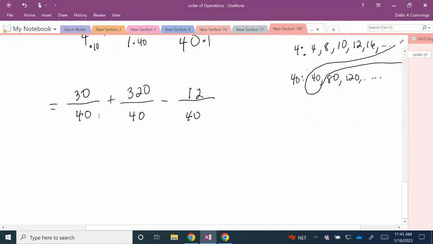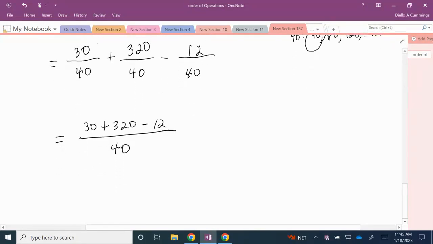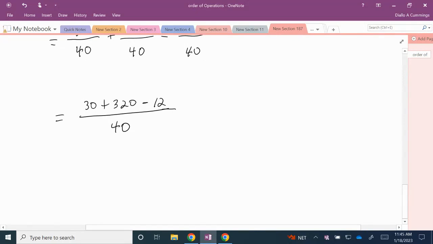Now, since we have a common denominator, we're going to keep that common denominator and combine our numerators. So 30 plus 320 minus 12 is going to give us 338 over 40.